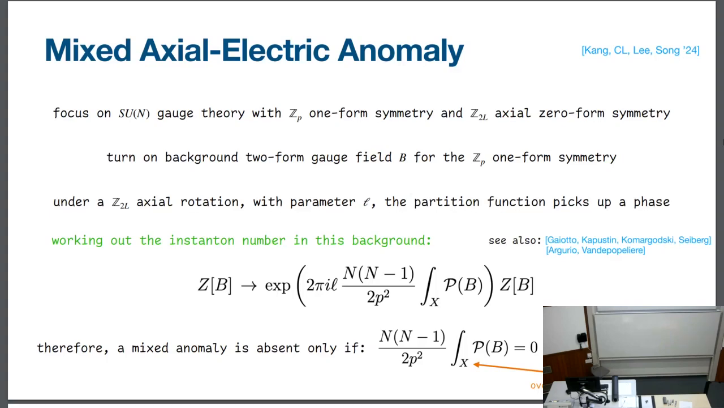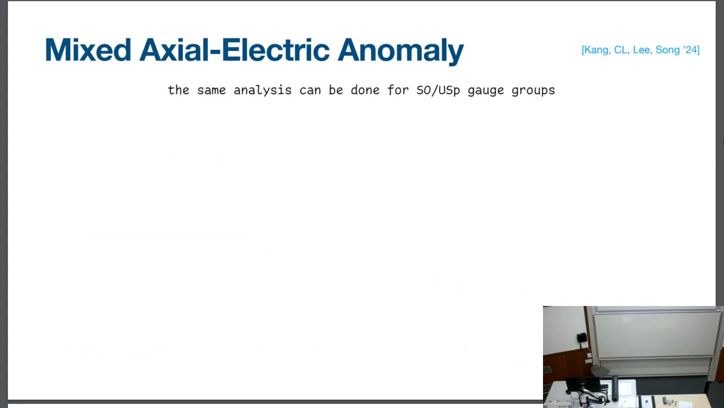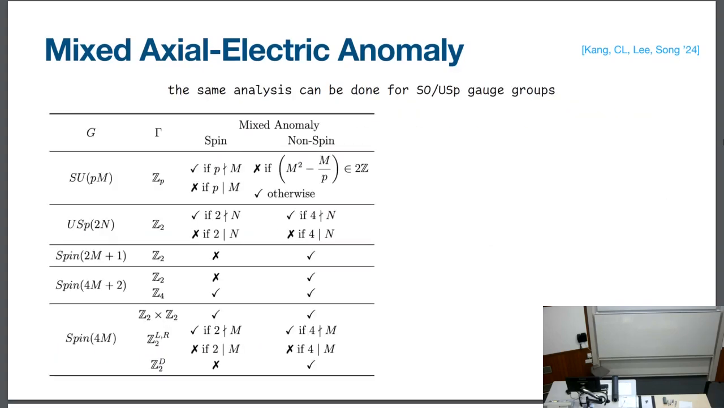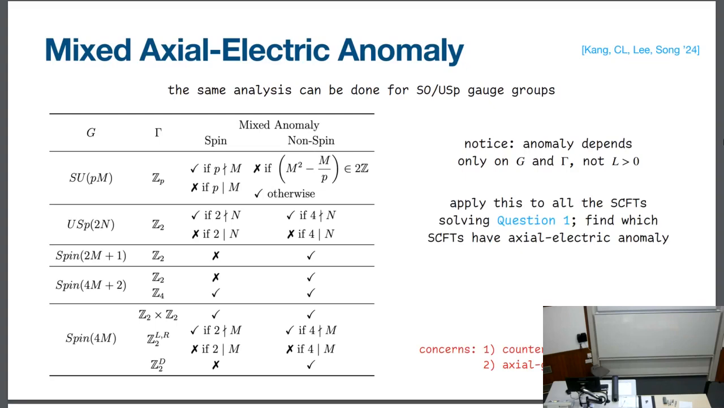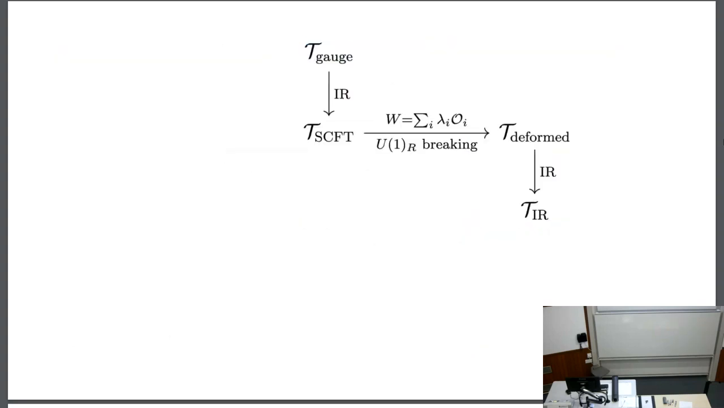You have to worry about the space-time, whether you have spin structure or not, but let me not dwell on that. You can do the same analysis for SO and Sp, and you see that it only depends on the choice of gauge group and the particular one-form symmetry, but it doesn't actually depend on the number of elements inside the axial symmetry. So we just apply this criterion to all of the theories in the previous tables, and we see which theories have non-trivial mixed anomalies.